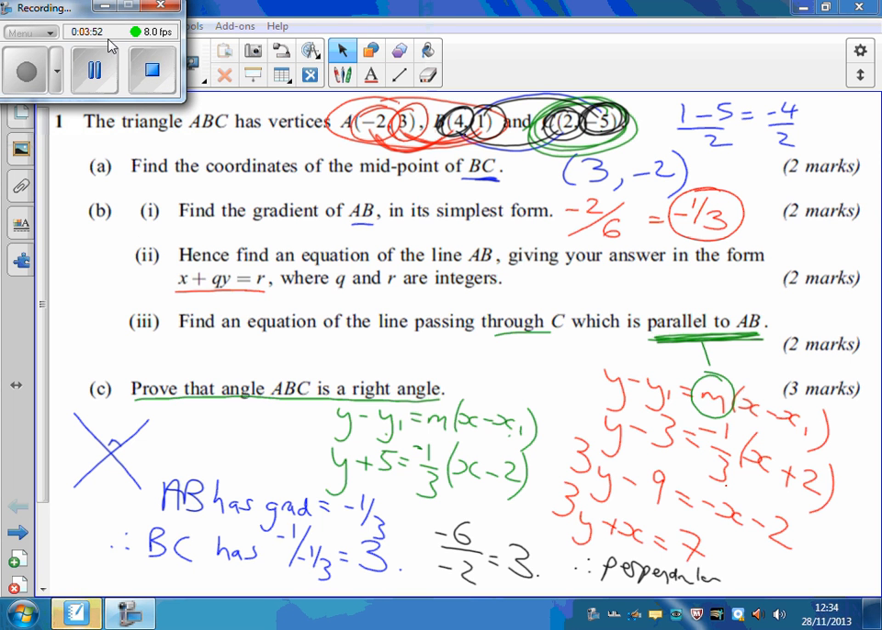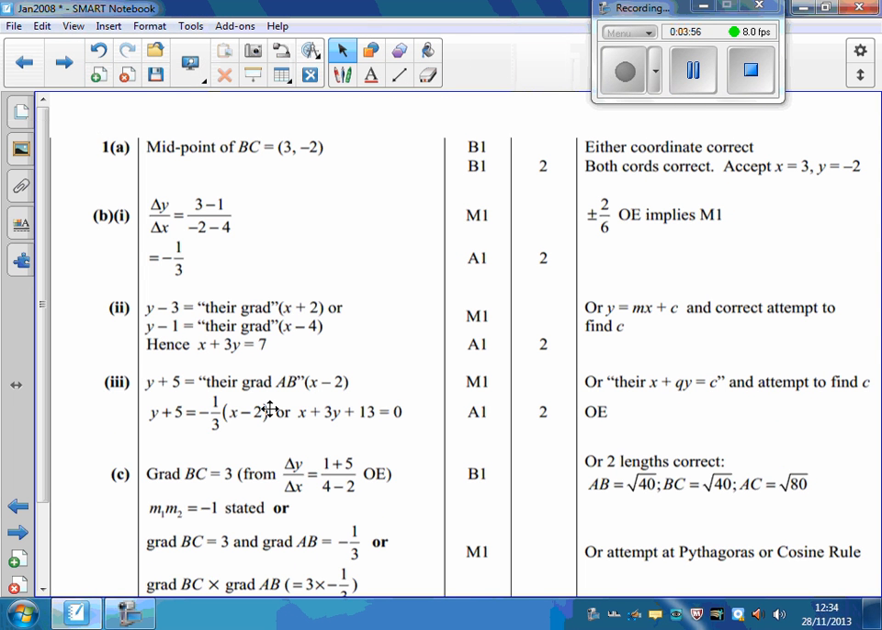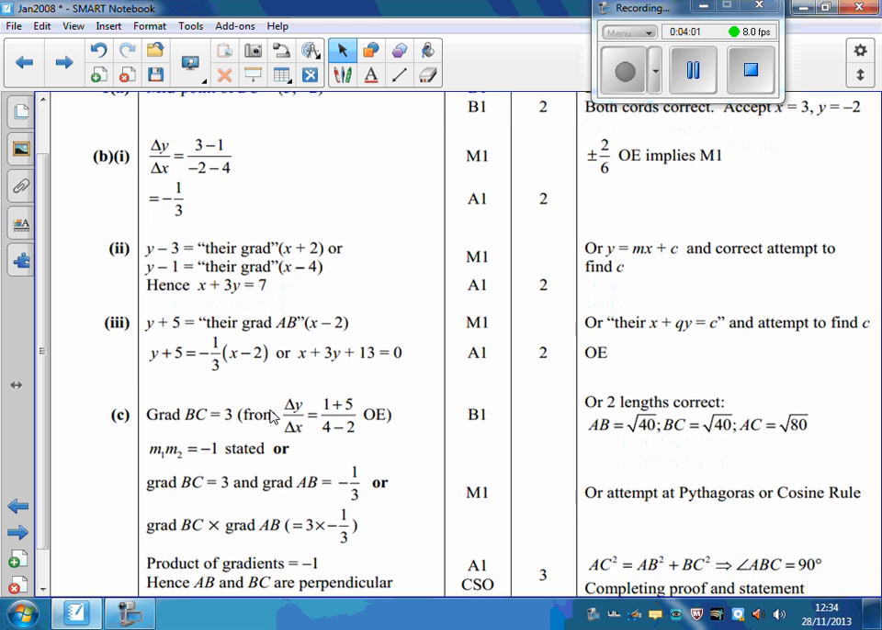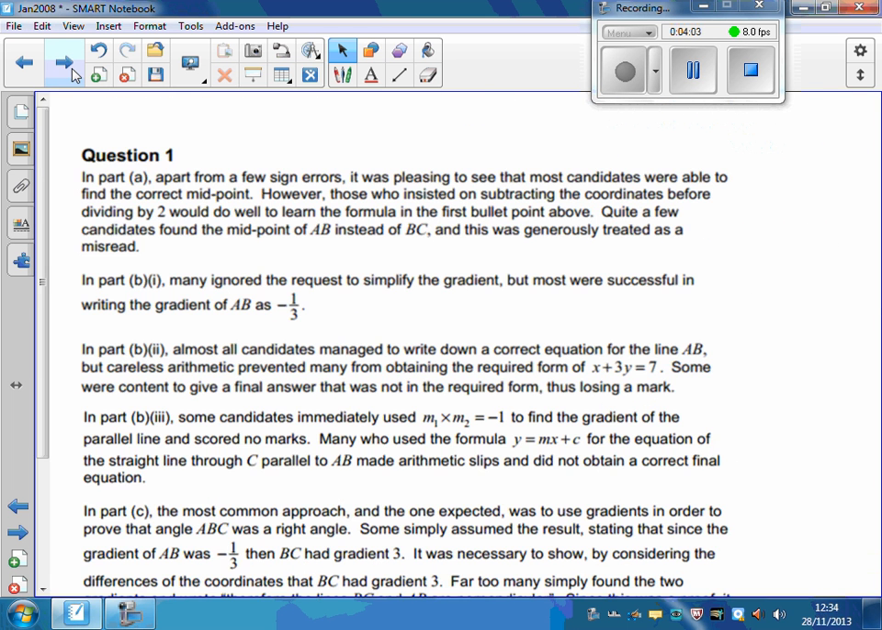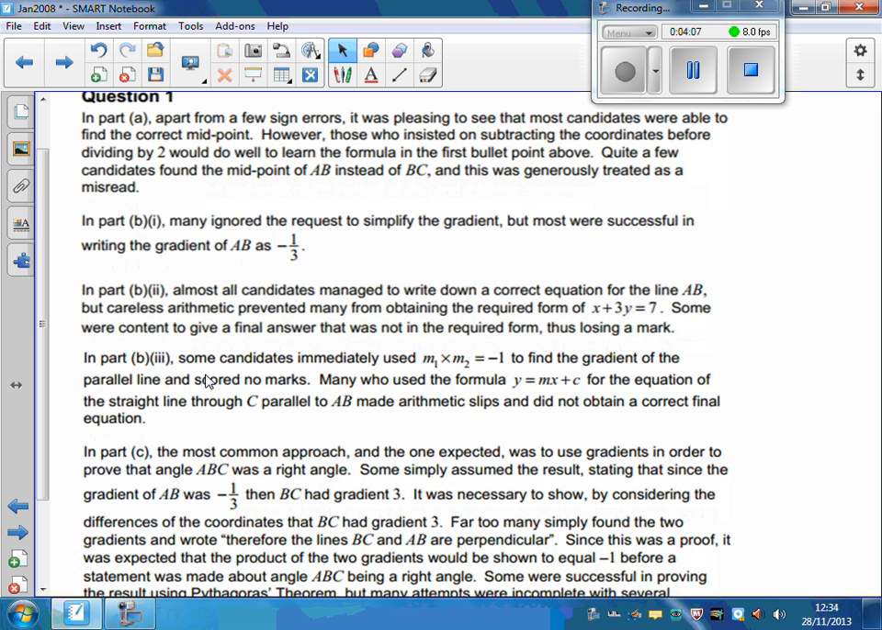We can see the mark scheme first of all, and here's the examiner's report. I won't read through that, but if you want to have a look, pause the video and read through the examiner's report. It would be a good idea.